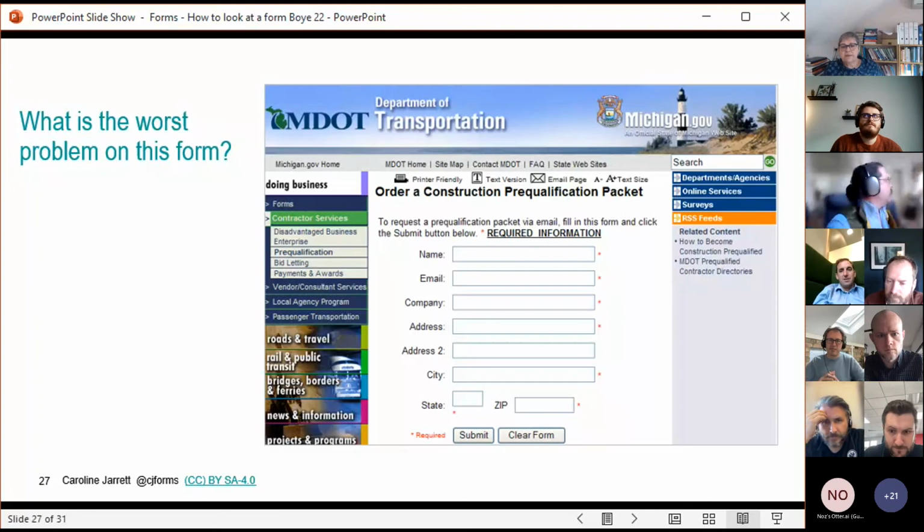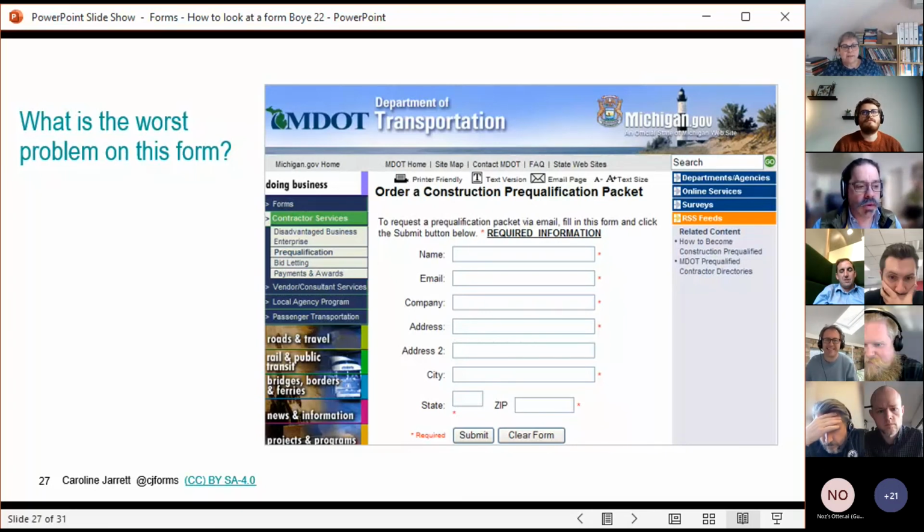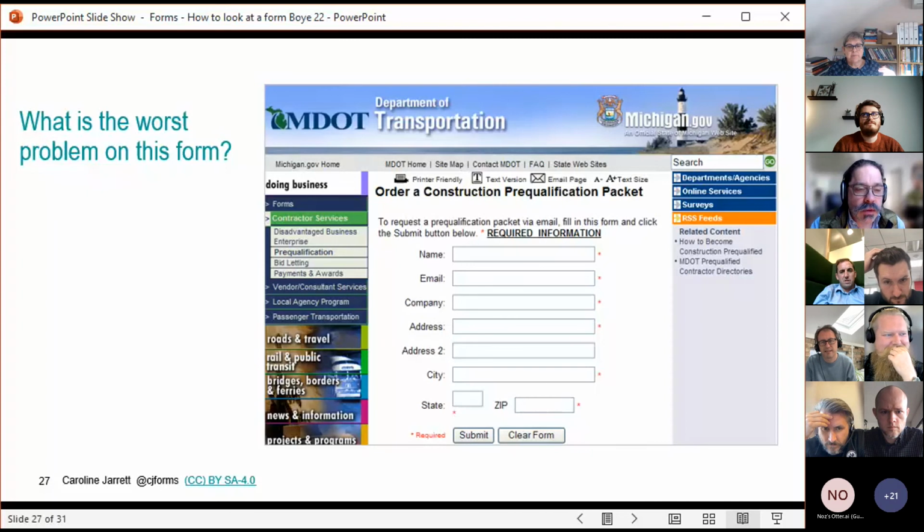Yeah, Simon? Yeah, the clear form I find problematic. Okay, so it's an example of a problem. Like the clear form is right where the submit might be. So it could be quite easy to hit clear form instead of submit. Thanks, Simon. One of the problems for me, as someone with my particular type of neurodiversity, is that the asterisk is under the state box and has shoved the state box up. I find that very disturbing.